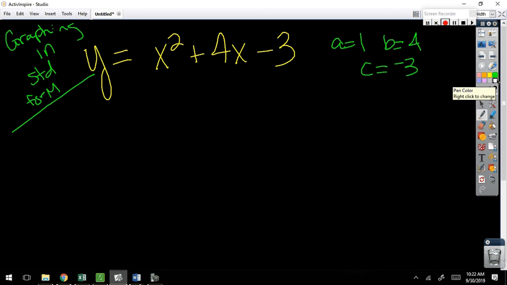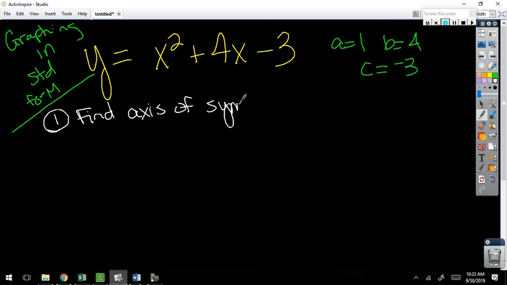All right, so the first thing I want to do is find the axis of symmetry and the vertex, because those kind of go hand in hand. Why do those go hand in hand? That's exactly right. The axis of symmetry actually goes through the vertex. By finding the axis of symmetry, I've essentially found half of the vertex. Okay? So let's look at this.